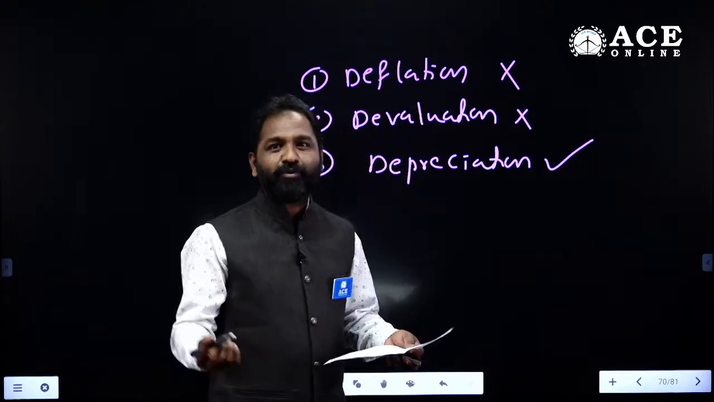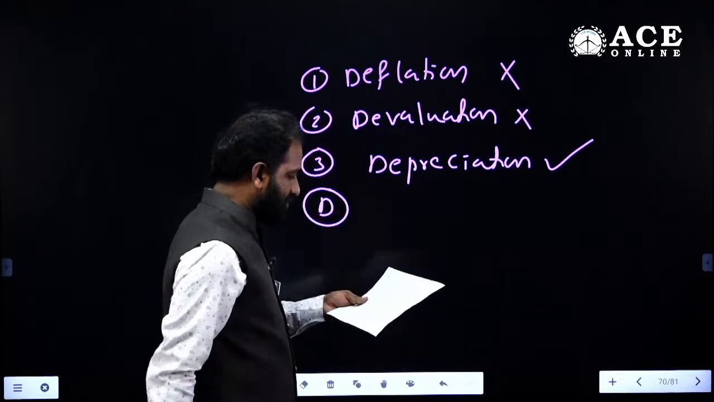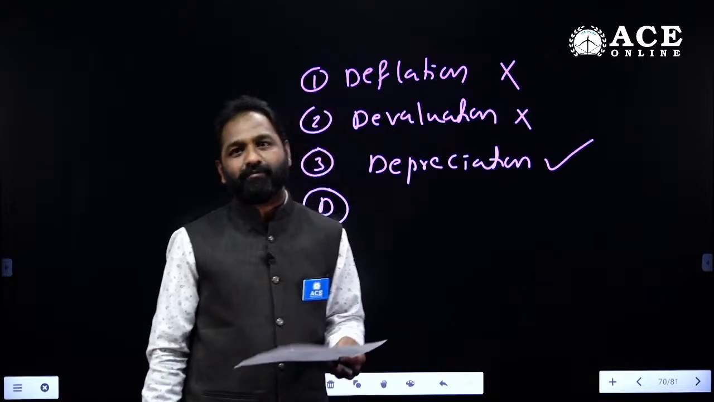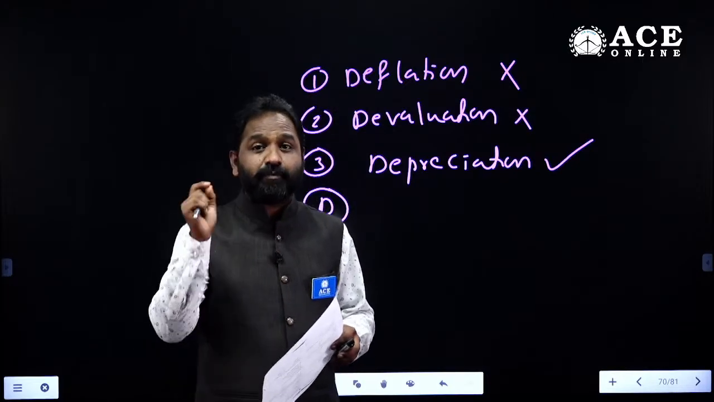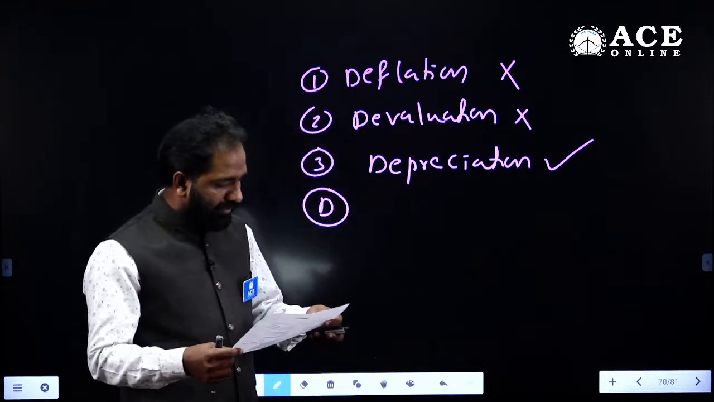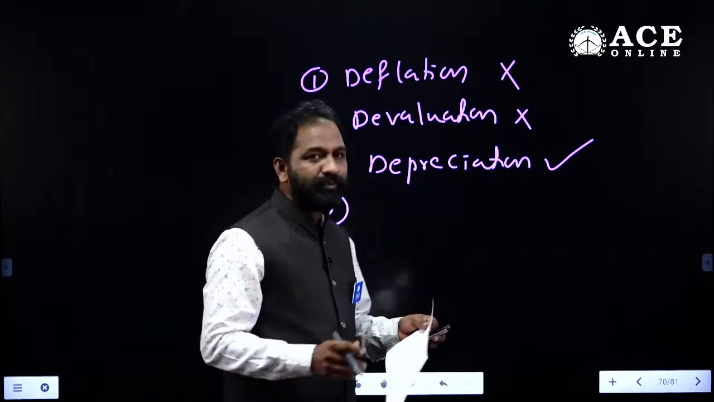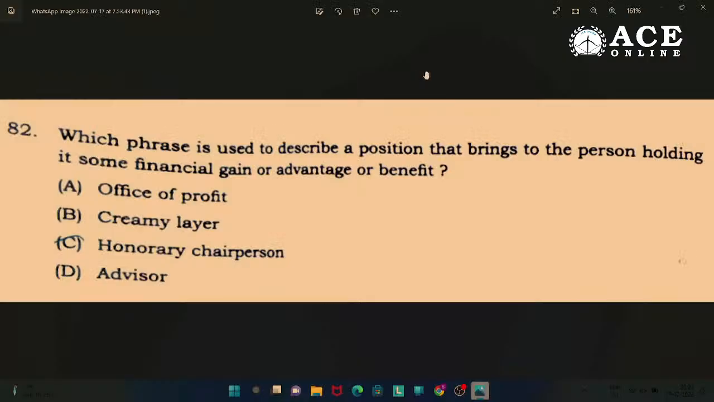But we have to know about D also, right? So what is option D? That is called recession. Recession is a term we use when there is a negative GDP growth rate. When there is a negative GDP growth rate, we use a term called recession. Is it clear? Right. So for 81, the right option is C, depreciation. So let us move to the second question, 82.